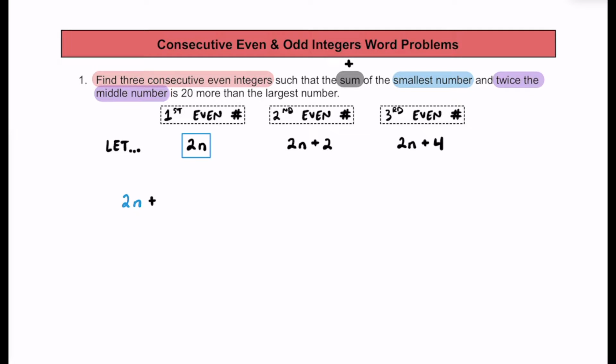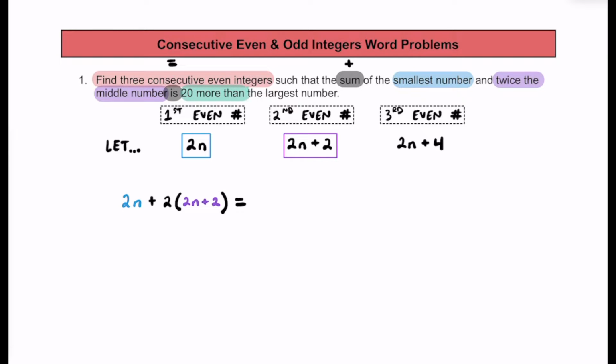So we're going to be adding the smallest number, which is 2n, and then twice the middle number. The middle number is this 2n plus 2, so we're going to add twice this. So it's going to be 2 times the quantity 2n plus 2. Then we see the word is here, and the word is just means that that's an equal sign, okay? So let's write that equal sign.